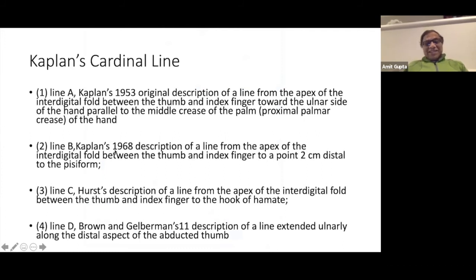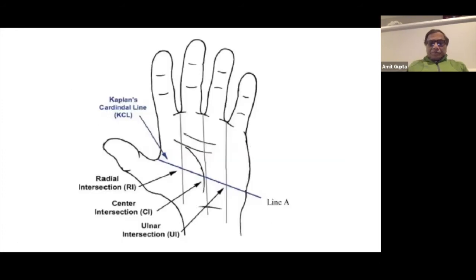Line B was Kaplan's 1968 description from the apex of the interdigital fold between the thumb and index finger to a point 0.2 cm distal to the pisiform. And line C was Dr. Hurst's description of a line from the apex of the interdigital fold between the thumb and index finger to the hook of the hamate, because the hook of the hamate is easily palpated in the hand. And line D was Brown and Gelberman's description of a line extended ulnarly along the distal aspect of the abducted thumb, just a line. So this is Kaplan's original line, the Kaplan's cardinal line, 1953 paper.